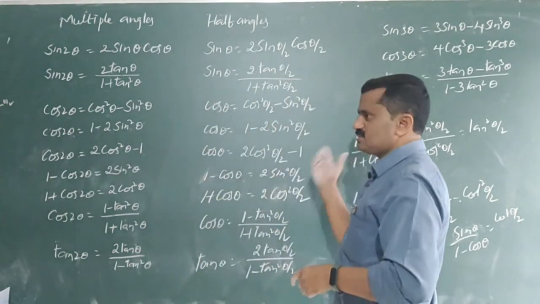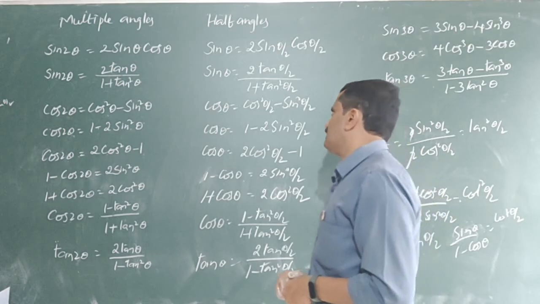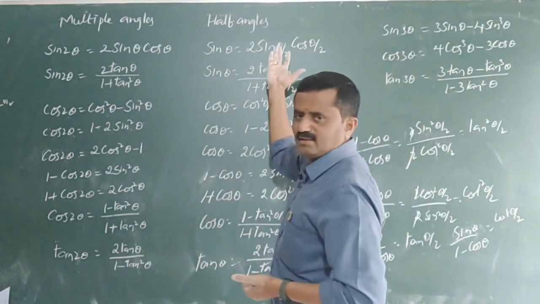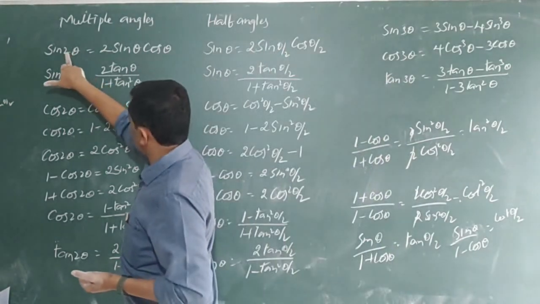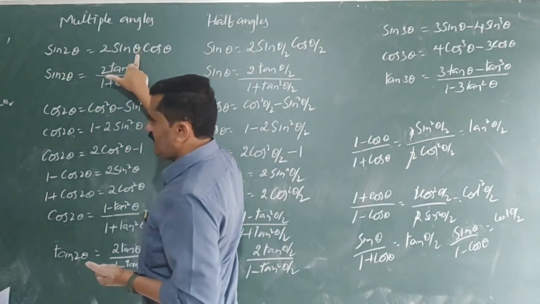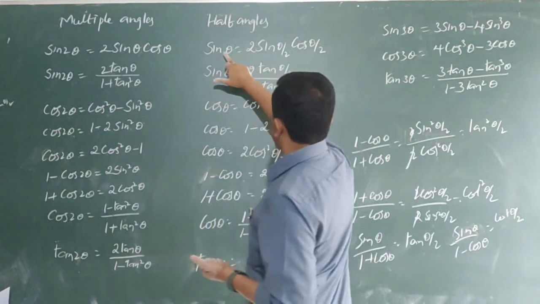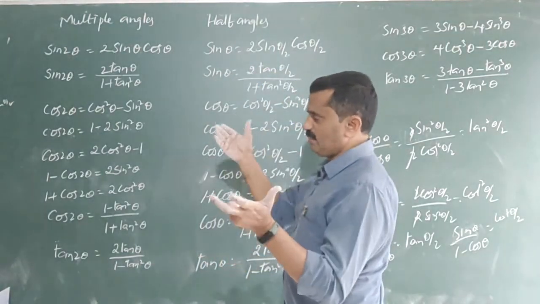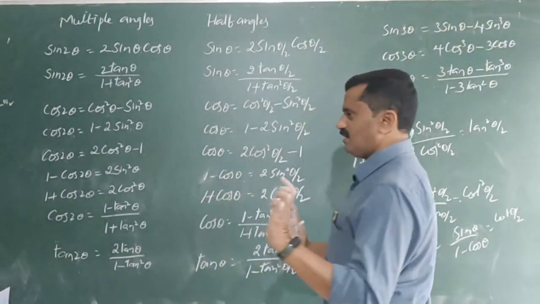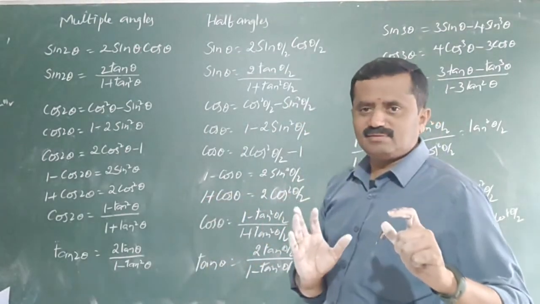So converting this in terms of half angles is very simple. I think you can understand easily. Here, just remove 2 theta and replace the angle with theta by 2. Okay, simple logic to remember those formulas.